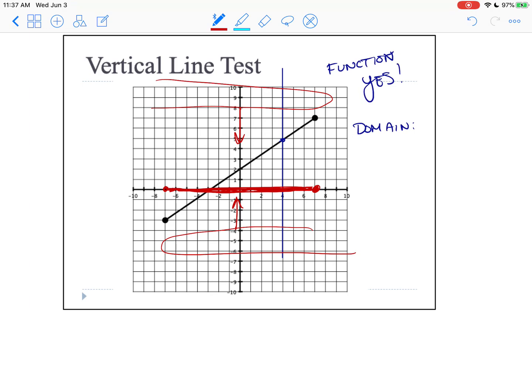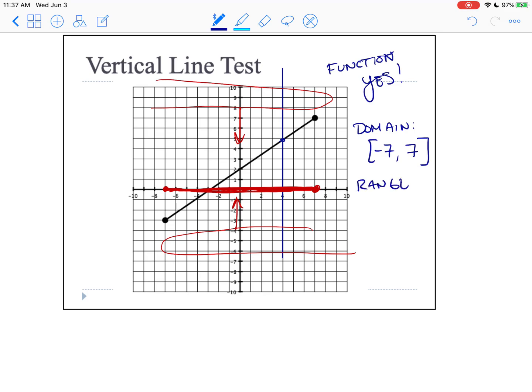And these would be filled in circles. So we'd have graph guts from -7 to 7. So the domain here is from -7, including -7, all the way to 7, including 7.